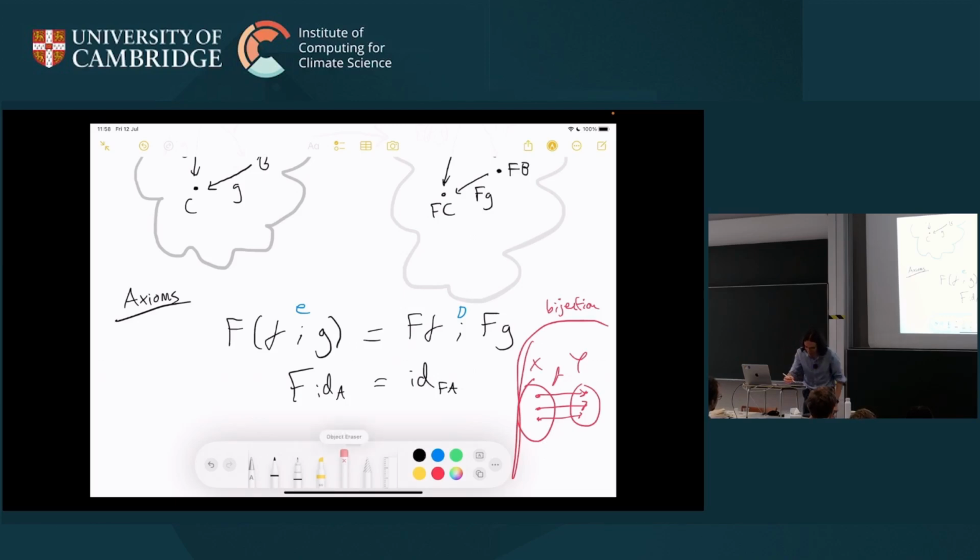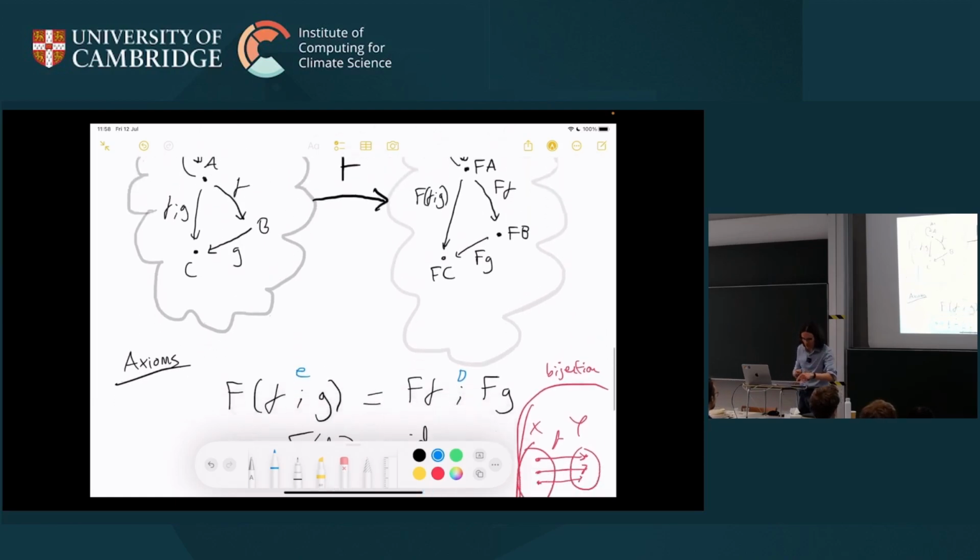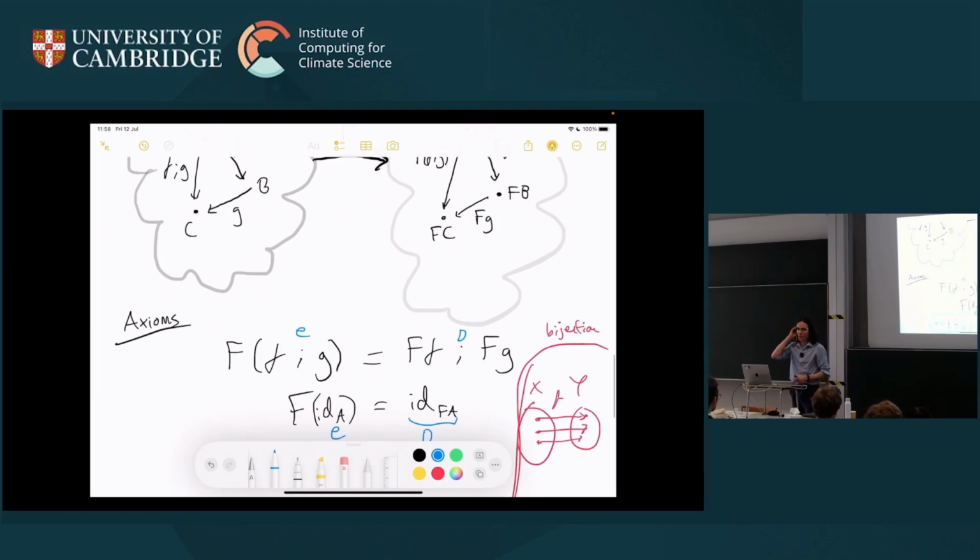So notice we've gone from a subscript on A. This was an identity morphism that lived in C. And now this is an identity morphism that lives in D. So we're not changing the structure of the identities. It's all about this structure preservation.